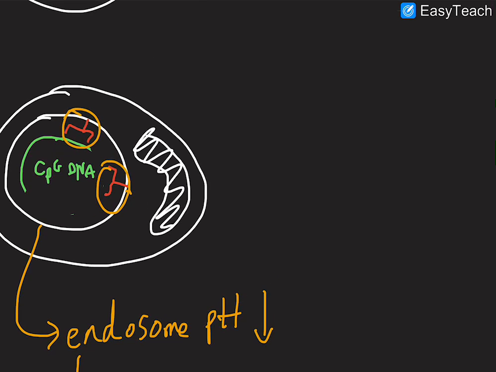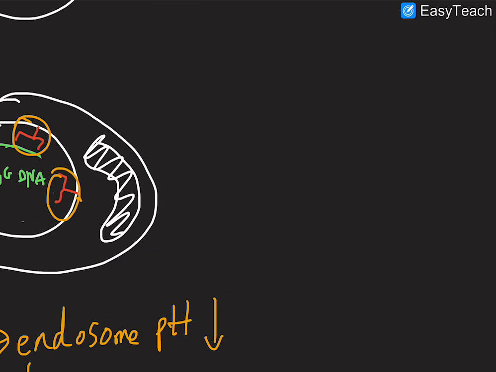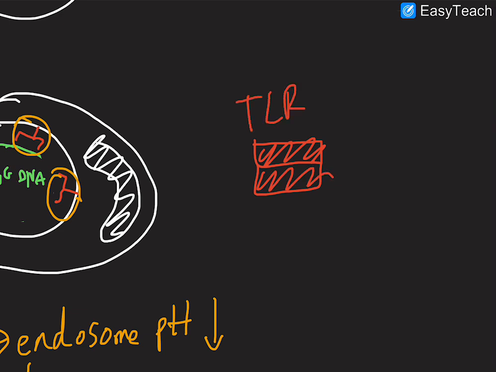Once the Toll-like receptor 9 molecules get activated, they dimerize. So you get two Toll-like receptor 9 molecules that dimerize. We can expect something like this. We'll draw the dimerization like this. This can be our Toll-like receptor 9 molecules that have dimerized.